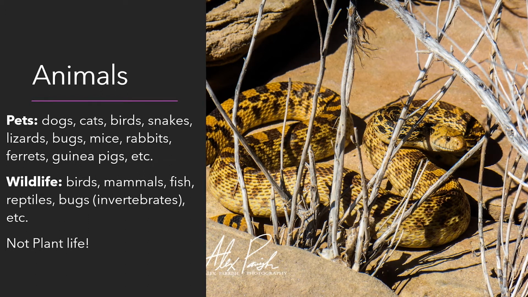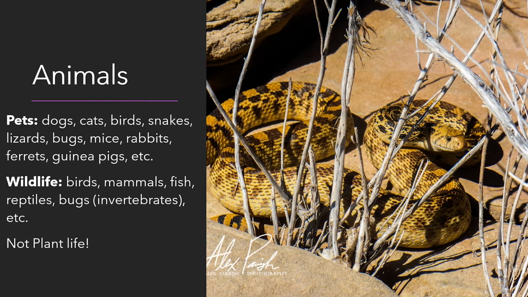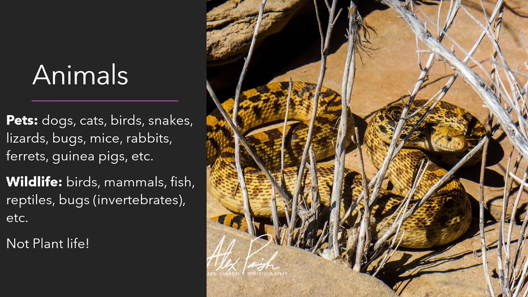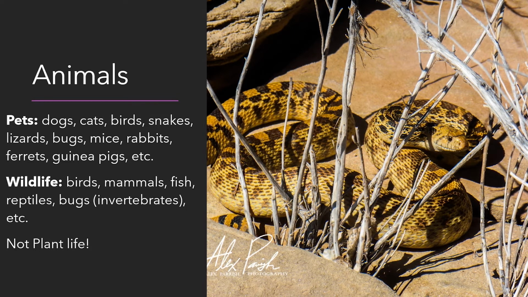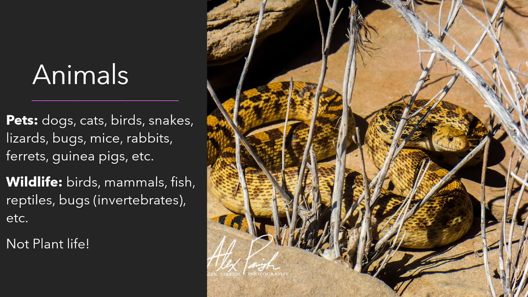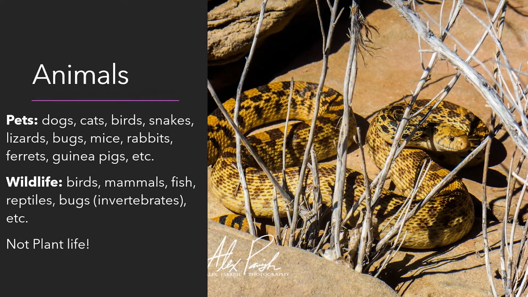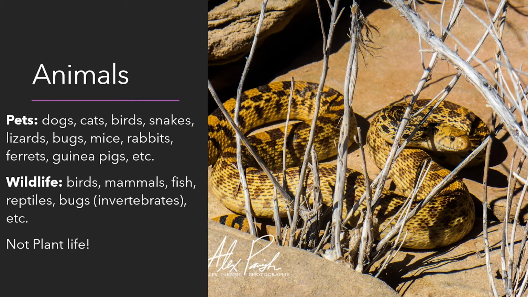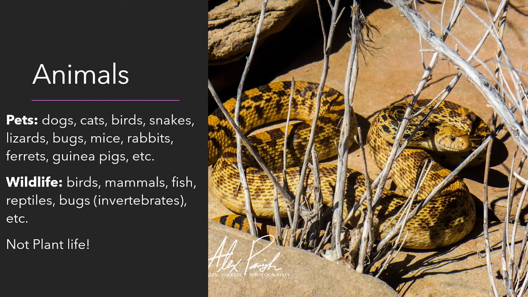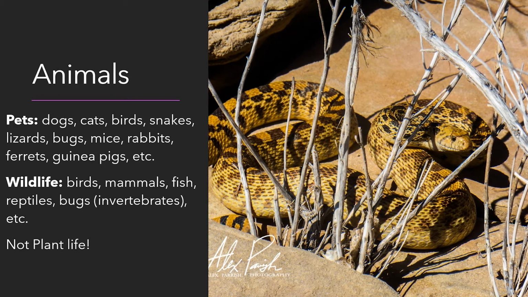So maybe you have some pets. Maybe you have a pet dog, cats, birds, snakes, lizards, bugs, mice, right? Anything that's a pet is fair game. Now, wildlife, on the other hand, is a little bit more limited, but nonetheless, you can still photograph any kind of wildlife you find. Birds, mammals, fish, invertebrates, etc. But some of these animals are going to be hard to photograph, okay?